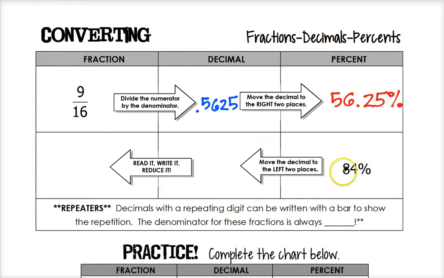I can do the same thing if I start with the percent. If I have 84%, to make this a decimal, I need to move the decimal 2 places to the left. Well, the decimal on 84 is right here to the right of the 4, so moving it 2 places to the left would give me the decimal 0.84.